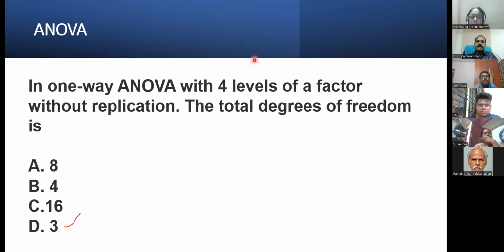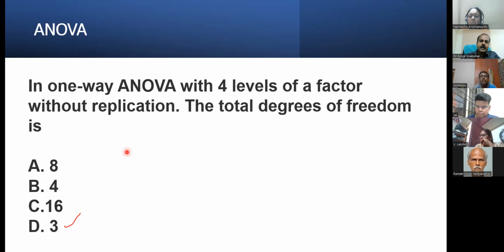Now, in one-way ANOVA with 4 levels of a factor without replication, what is the degree of freedom? 3, n minus 1, 4 minus 1, 3. All of you are able to understand there is only one factor and 4 levels. So 4 experiments, so the degree of freedom is 3.